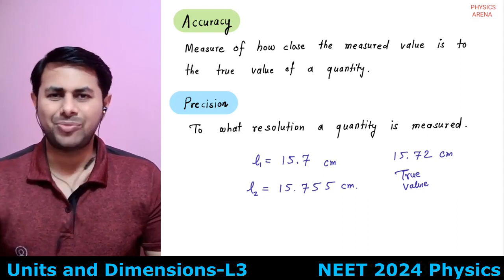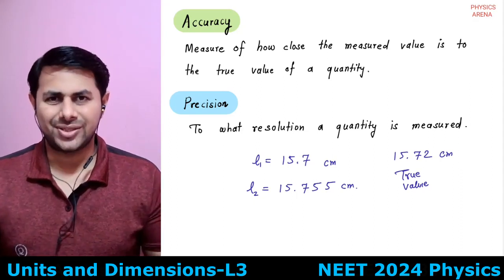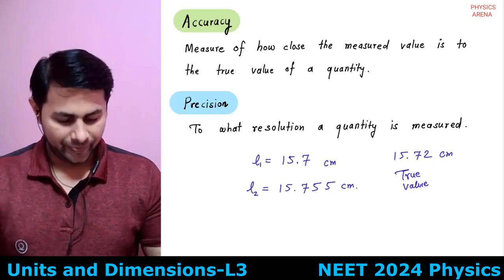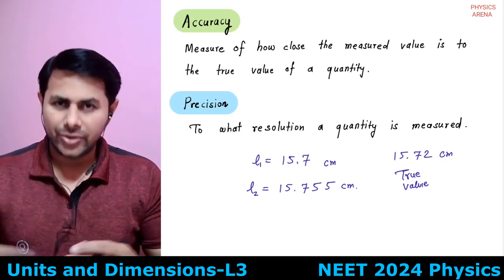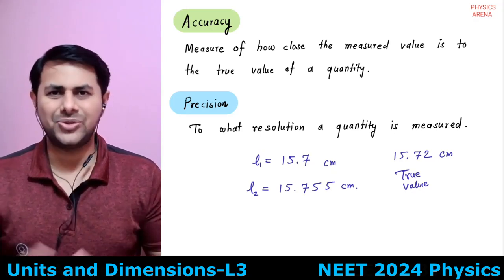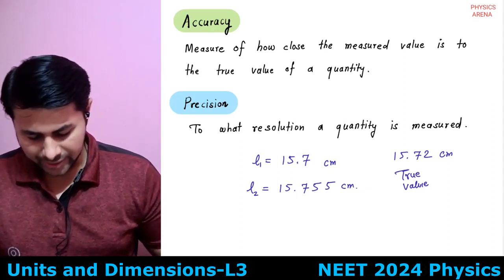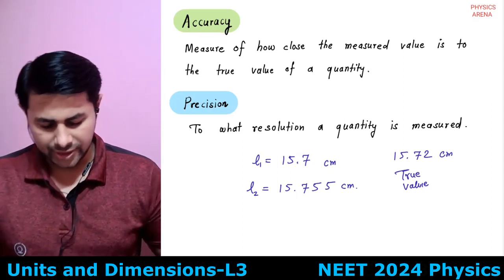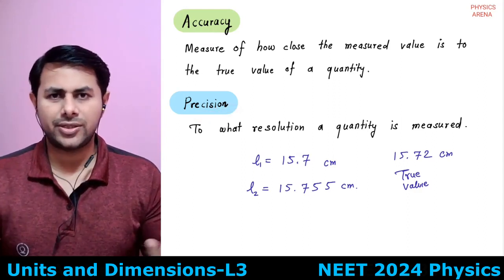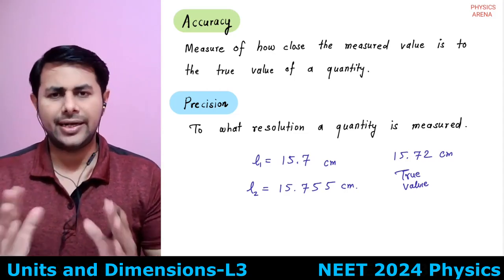It doesn't mean that a more precise device, the device which has more resolution, will give you a wrong reading. It doesn't mean like that. So the more the precision, the better readings you can get, right? Once you know how to measure it. So the accuracy depends upon many things. Precision is fixed, right? Once you got the device, the minimum reading it can take is its least count, and that is fixed.